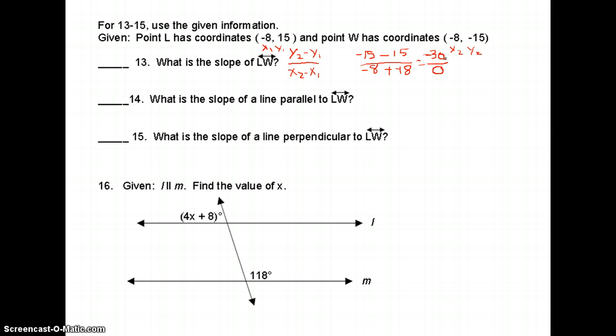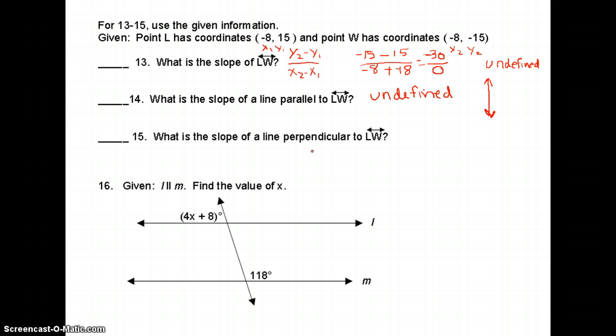Now, you can try to put that in your calculator. Negative 30 divided by 0. Enter. You get an error. If you get an error when you're trying to do that, your answer is going to be undefined. So a slope of a line parallel to this would also be undefined. Remember, undefined is going up and down, like that.